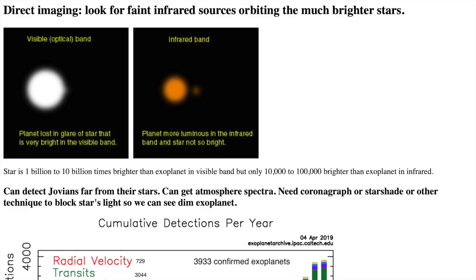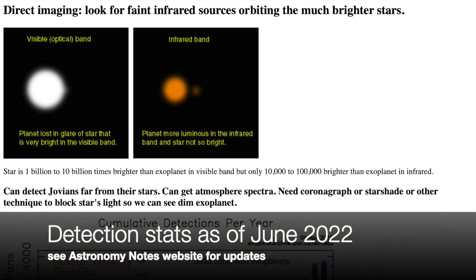For those who prefer seeing something directly to believe it, there's the direct imaging technique, which looks for very faint exoplanets orbiting much brighter stars. 60 exoplanets have been found so far through direct imaging.